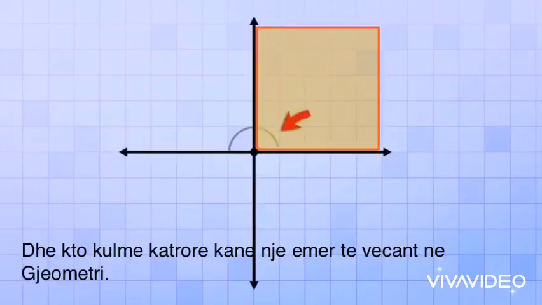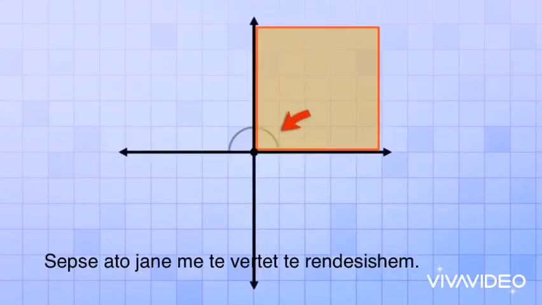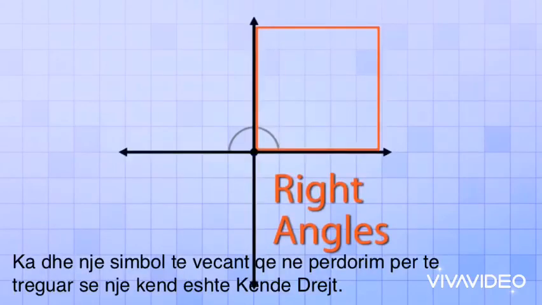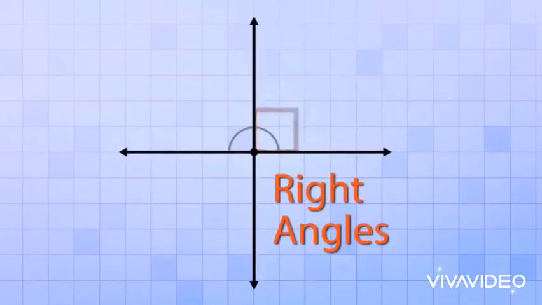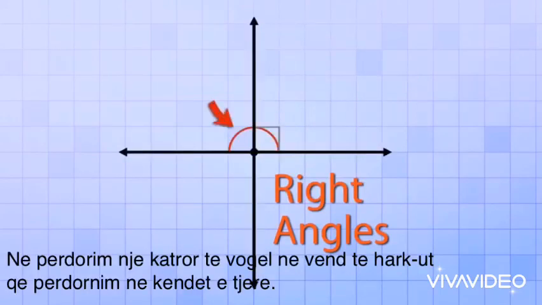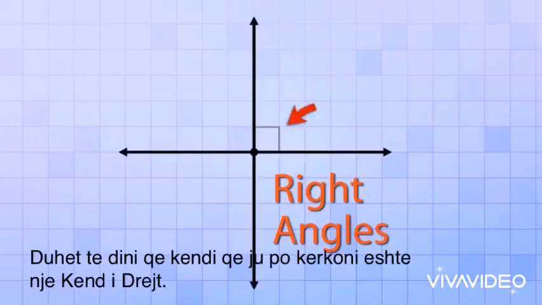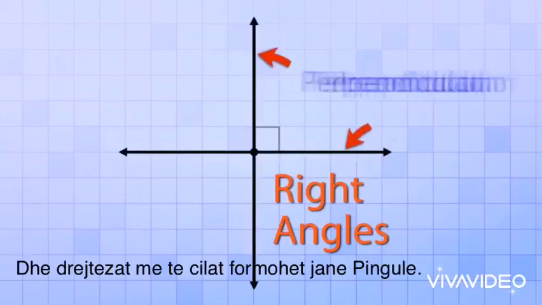And these square corner angles have a special name in geometry because they're really important. We call them right angles. There's even a special symbol that we use to show when an angle is a right angle. Because they form square corners, we use a little square instead of the arc that we use for the other angles. So whenever you see this symbol, you know that the angle you're looking at is a right angle, and that the lines that form it are perpendicular.